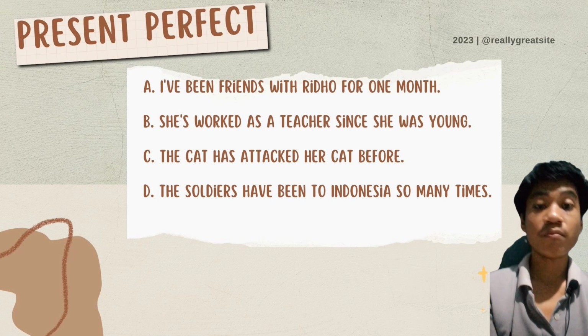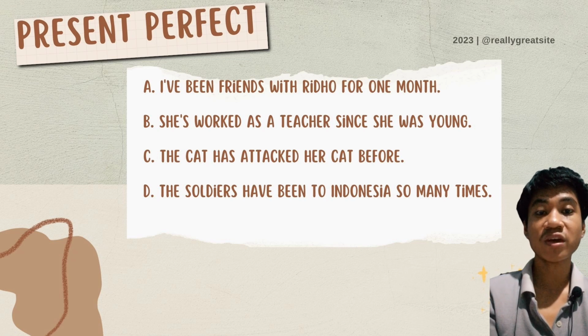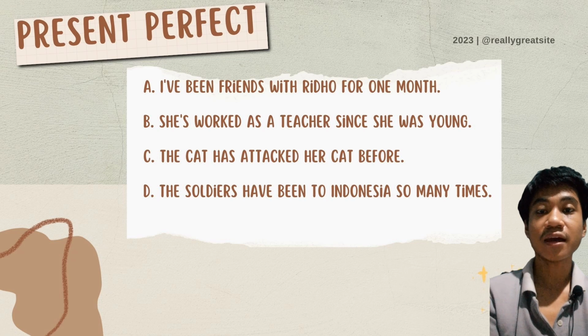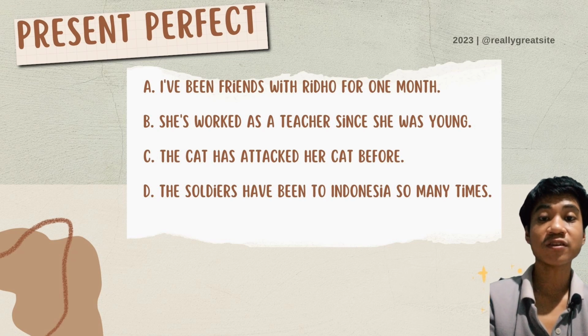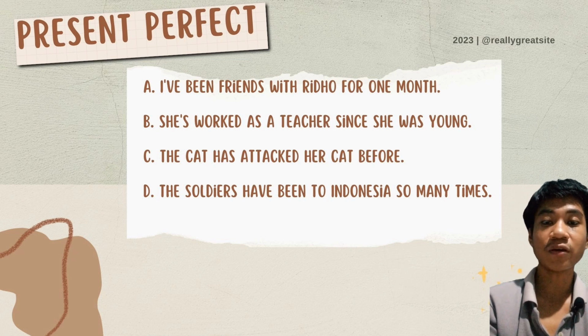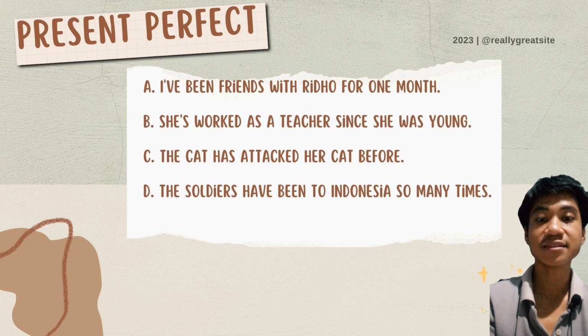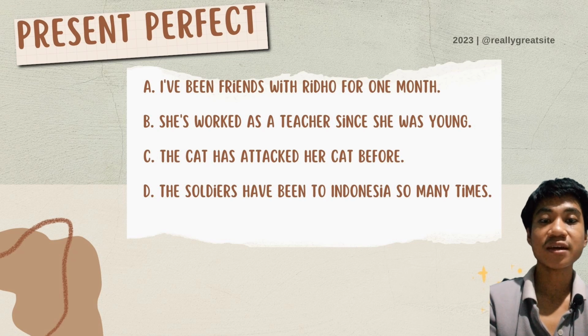We are going to match the first sentence with the structure. I is a subject, have is an auxiliary verb, been is a past participle verb. The second is she is a subject, has, and worked is a past participle verb.